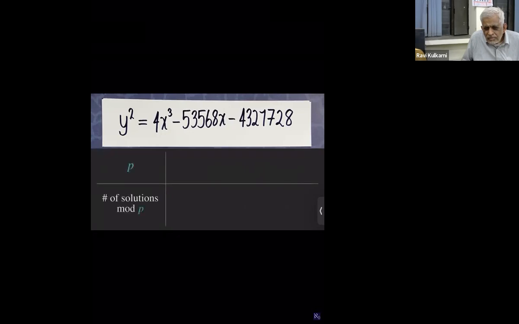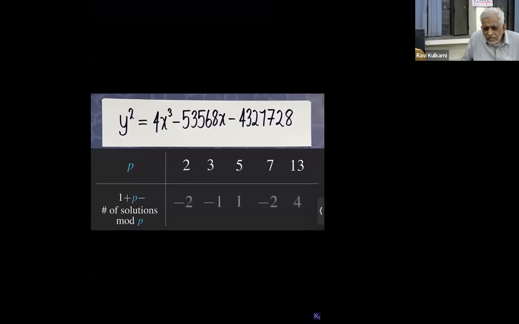We can do this for every prime number p. So for every prime number p, we can count the number of solutions to this equation mod p. For p equals 2, there are 5 solutions. For p equals 3, there are 5 solutions. Likewise, you can fill this out for all primes p. Now, this list of numbers doesn't look too interesting at the moment. Here comes the magic. Instead of considering the number of solutions mod p, consider this slightly weirder thing: 1 plus p minus the number of solutions mod p. Here are the updated numbers.